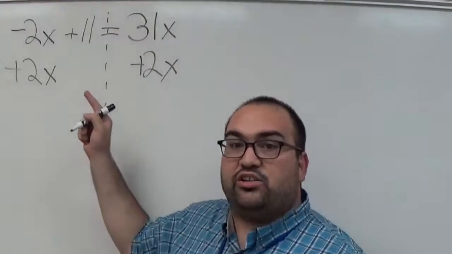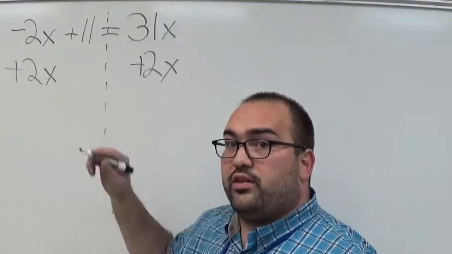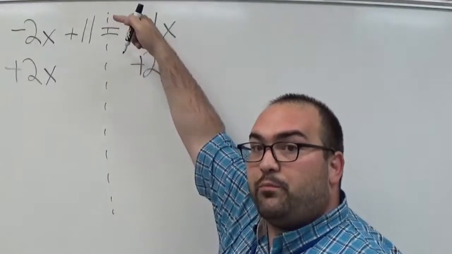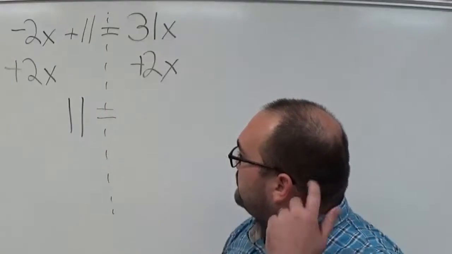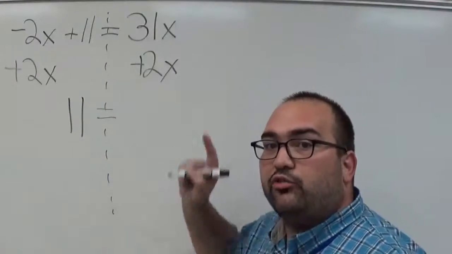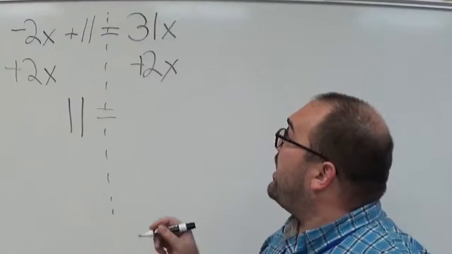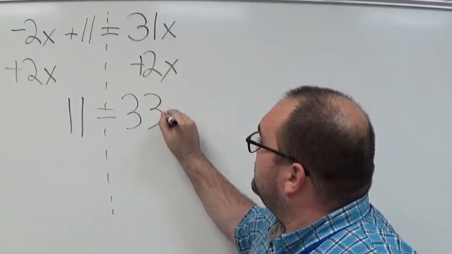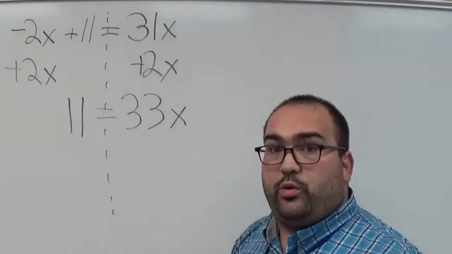Now we can add our like terms, the x's. Negative 2x plus 2x comes out to be 0. What's remaining there is this positive 11. 11 equals, now let's do our right side, 31x plus 2x. That'll give us 33x. And now we're down to a one-step equation.